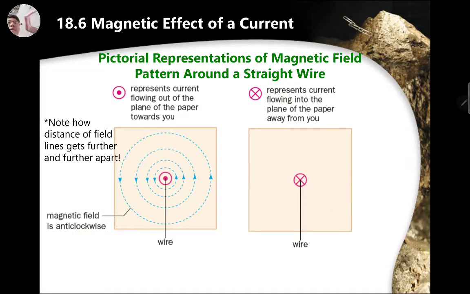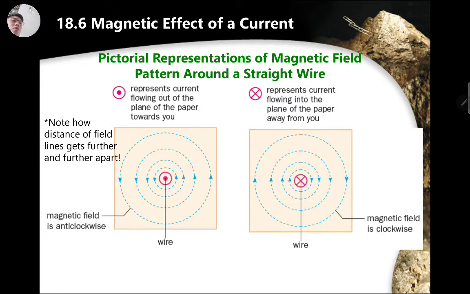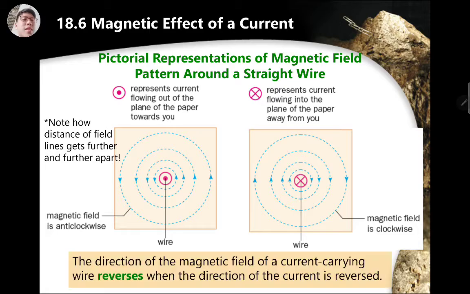So if you use your right hand grip rule, your thumb will now be pointing into the paper. I hope this makes sense. And so this will curl clockwise, and your magnetic field will be in a clockwise direction. Okay, how do I remember this thing?